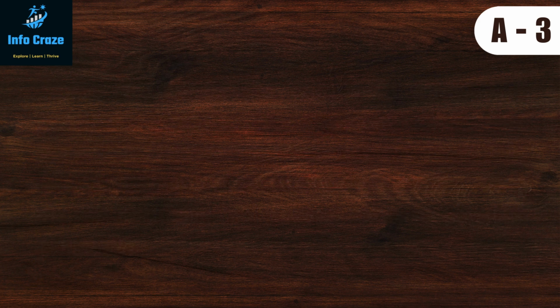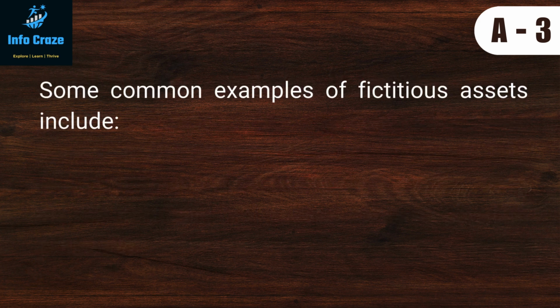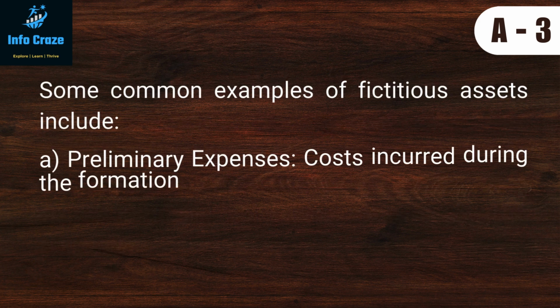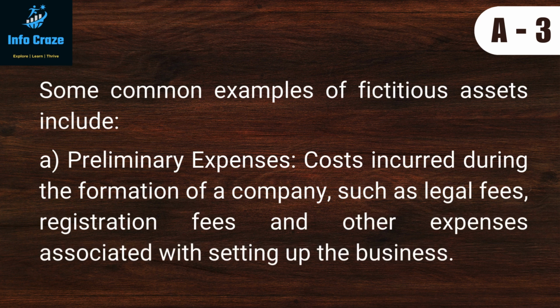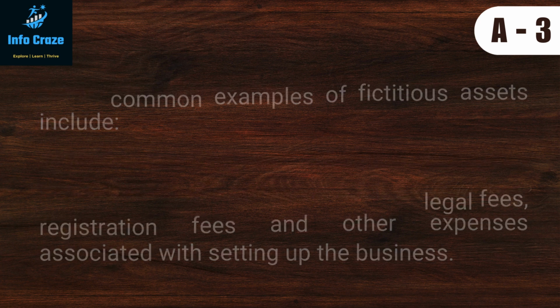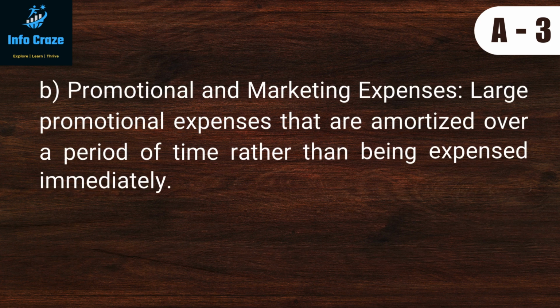Some common examples of fictitious assets include preliminary expenses, costs incurred during the formation of a company, such as legal fees, registration fees, and other expenses associated with setting up the business. Promotional and marketing expenses, large promotional expenses that are amortized over a period of time rather than being expensed immediately.